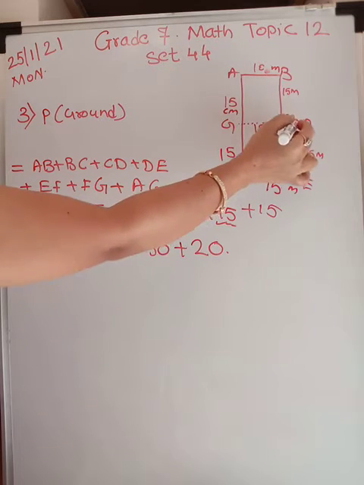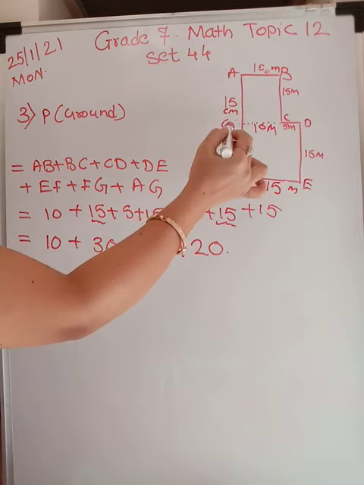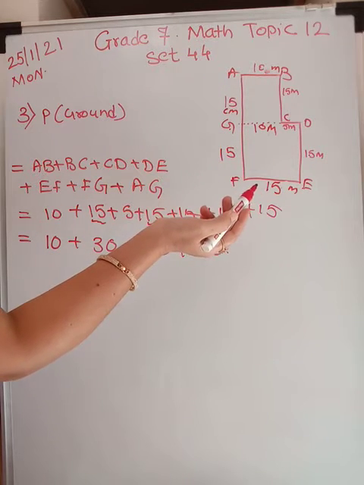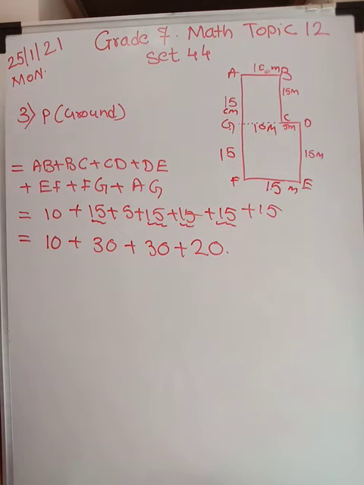So G to D automatically becomes 15. This is also 15. So G, D, E, F is a square. So all sides will be the same. So EF will be 15 and GF also will be 15.